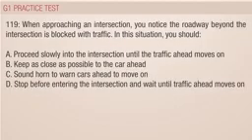Question 119. When approaching an intersection, you notice the roadway beyond the intersection is blocked with traffic. In this situation, you should A. Proceed slowly into the intersection until the traffic ahead moves on. B. Keep as close as possible to the car ahead. C. Sound horn to warn cars ahead to move on. D. Stop before entering the intersection and wait until traffic ahead moves on.